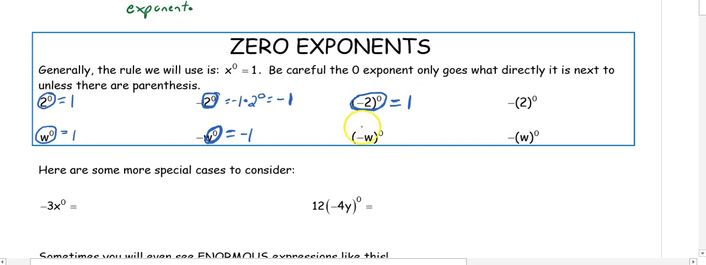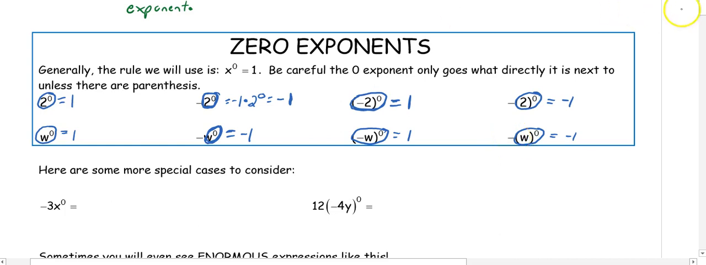In the next one then, we have the parentheses of negative w to the 0 power. Again, that's going to be equal to 1 because that 0 exponent is applying to everything. And in the last example, we have just the number 2 in parentheses. So again, this is negative 1 because the 0 exponent does not apply to the negative. Same thing with the parentheses w to the 0. This is negative 1 because it doesn't apply to the negative out front.